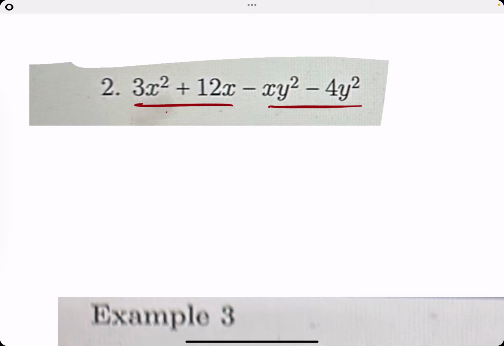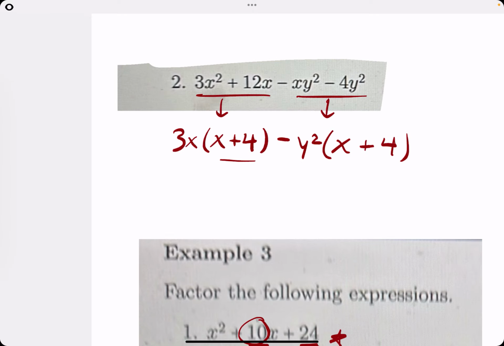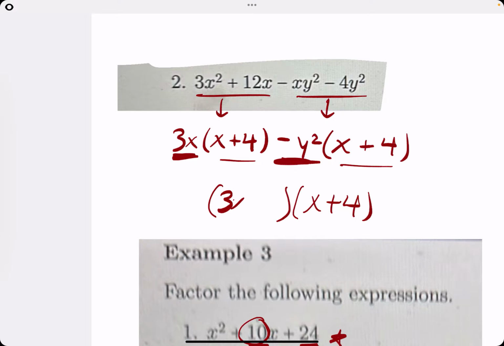Group. GCF 3x. What's left is x plus 4. Group, we can pull out a GCF of minus y squared, leaving us with a positive x plus 4. X plus 4 is matched. That's a good sign. So you can also just think about it as we're going to keep that x plus 4 and then gather the rest of the stuff around it. So 3x minus y squared.